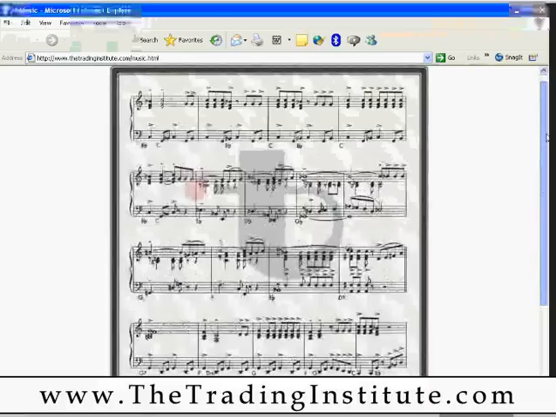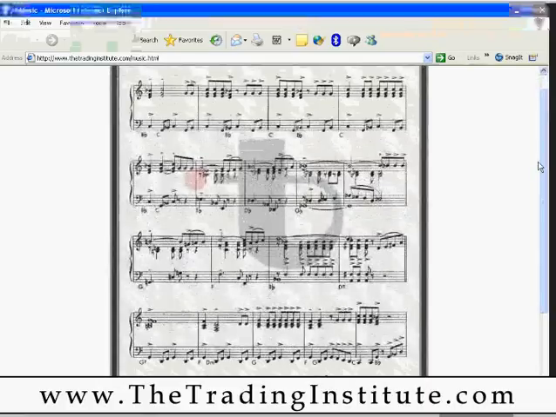What you see on your screen now is a sheet of music. Now I bring up this sheet of music because I said that learning how to trade is just like learning any other discipline. I'm amazed at individuals who pursue getting involved in trading, how in all other aspects of their lives they follow typically a standard path to become successful.